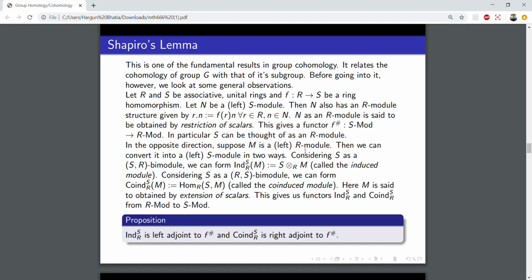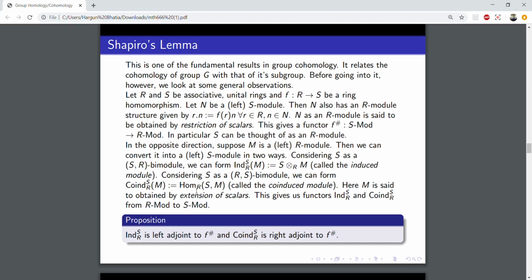Suppose we have a left R module, let's say M. Then there are two different ways. First of all, let's consider S tensor M over R. For this to make sense, S has to be a right R module and a left S module. Then this overall becomes a left S module. This is called the induced module, induced by M. For this, S has to be an SR bimodule, which it already is. The S and R module structures on S are compatible.